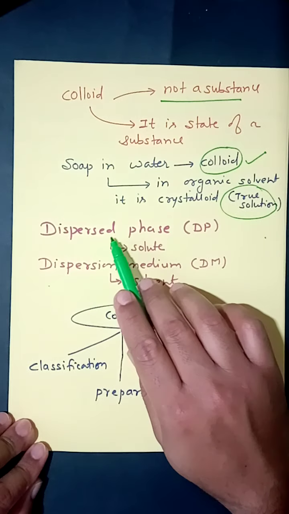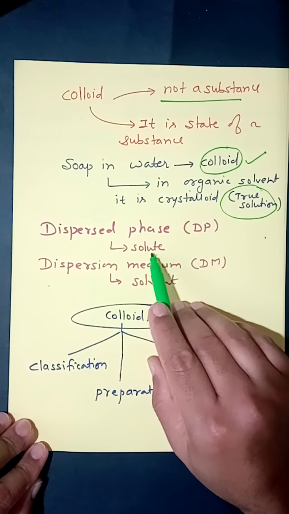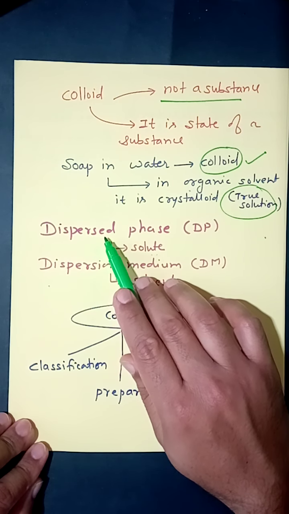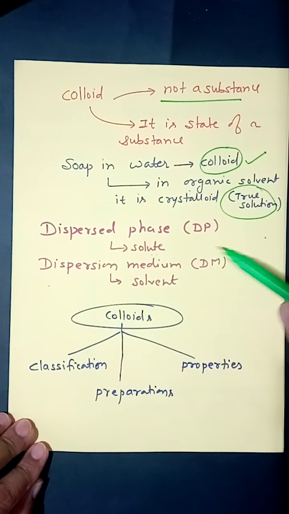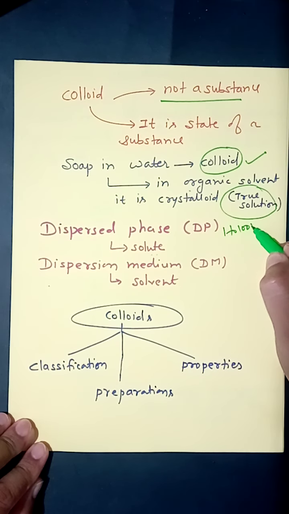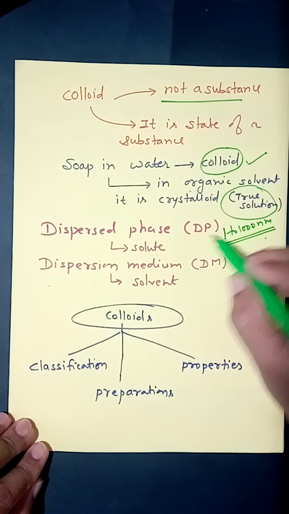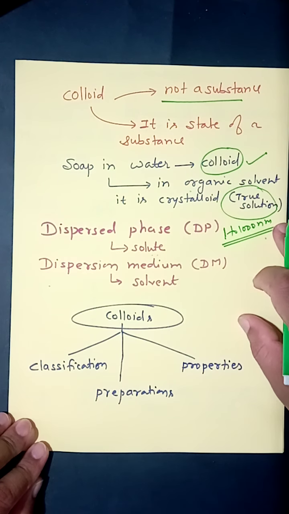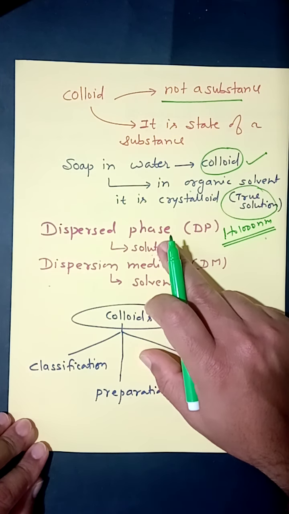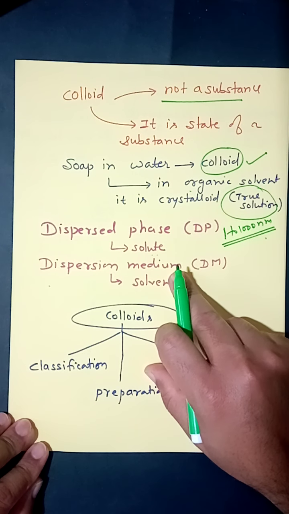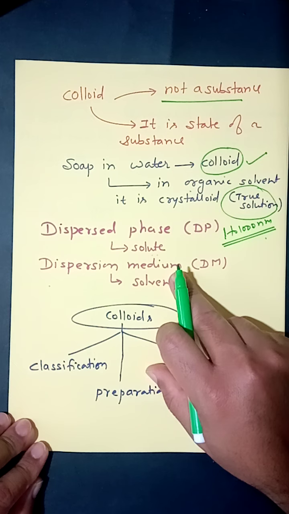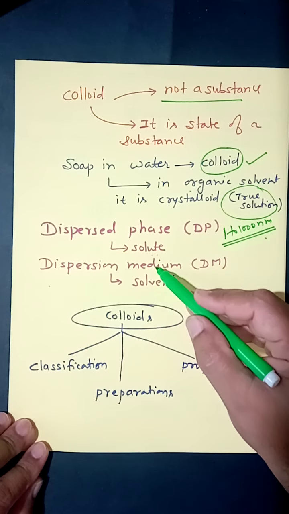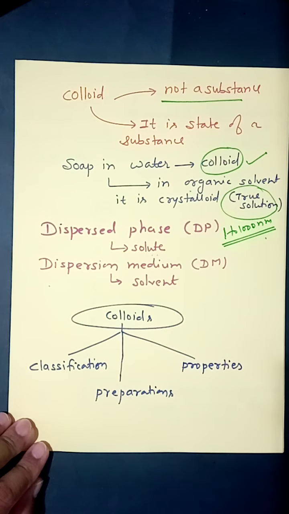How can we define them? Dispersed phase means they are the replacement of solute particles. You can say these are the particles in a heterogeneous system having dimensions between 1 to 1000 nanometer. They are known as dispersed phase. Dispersion medium is the medium in which the dispersed phase, or particles of 1 to 1000 nanometer, get dispersed. So it is the replacement of solvent, and the other is the replacement of solute.